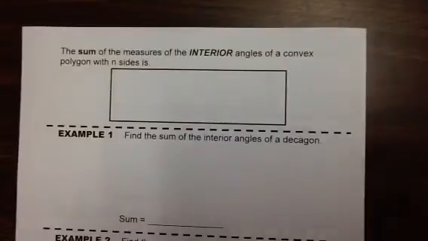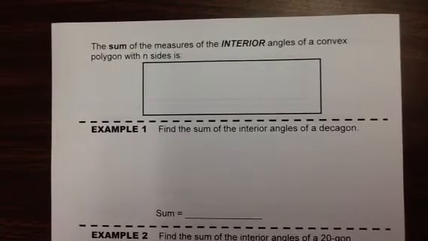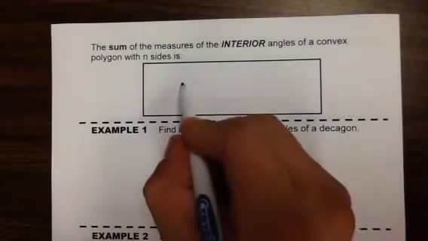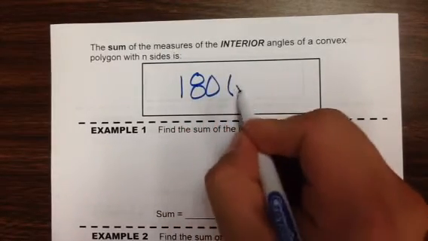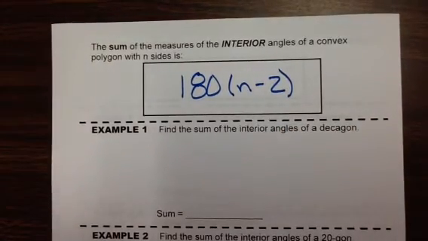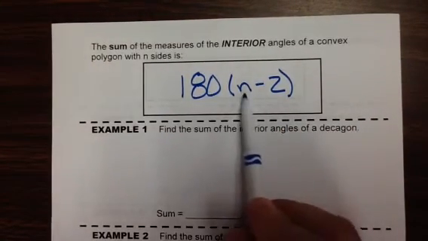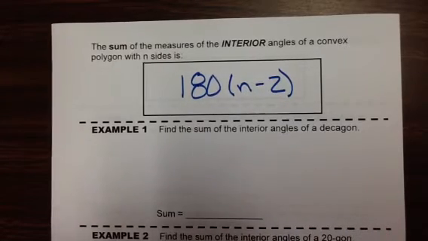So, moving on. We know that the sum of the measures of the interior angles of a convex polygon with n sides is 180 times n minus 2. Okay, this already holds up. We've already done this for a triangle. If we plug the number 3 in here, 3 minus 2 is 1. We know that a triangle always has 180 degrees.